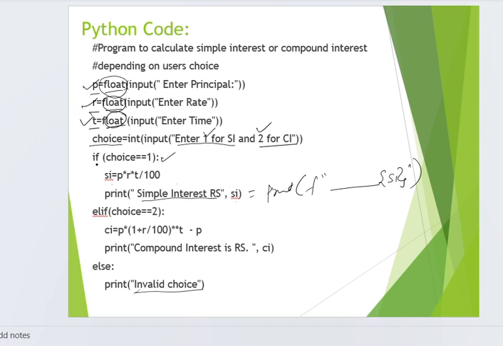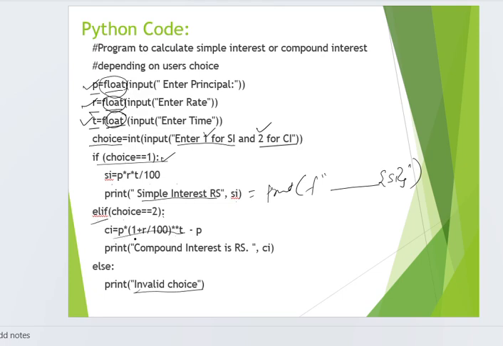Now if this condition is not true, it means you have not entered 1, then it is going to do elif, meaning else of this, and in that else again you are checking if. So in Python we have elif for that. Elif choice equals 2. If choice is not 1 but if choice is 2, then it will calculate compound interest.